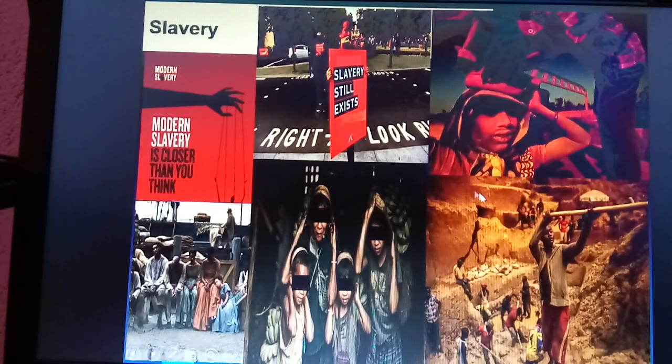Slavery still exists. Modern slavery is closer than we think. They could just be around us. People are dead tired at the end of the day from work, and it is not over because there is more work waiting for the next day.